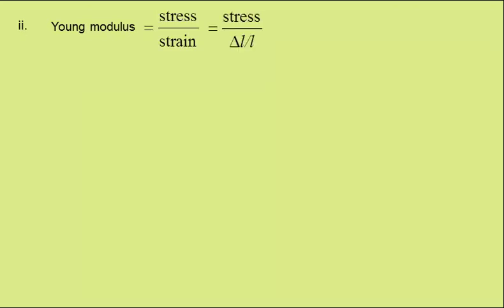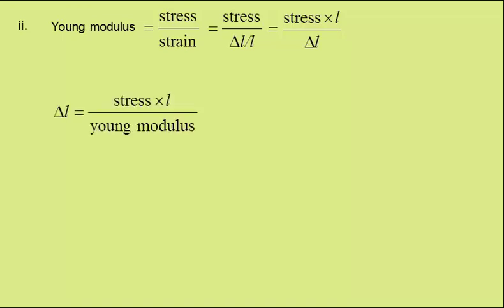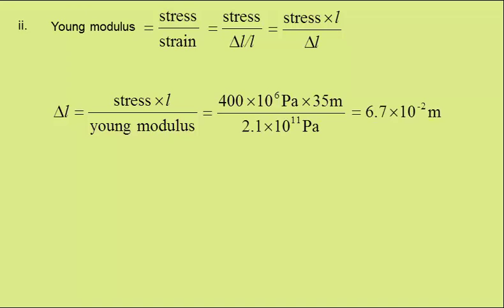In part 2 we're given the unstretched length of each cable at 35 meters, where to find the extension when supporting the load. Well, the Young modulus is equal to stress over strain, and we're given stress, so I've just left this as stress. The strain is change in length over original length, and rearranging we get the Young modulus as stress times length over the change in length. Rearranging again for the change in length, the extension we're asked to find, we can then put in the values, and this gives 6.7 times 10 to the minus 2 meters.